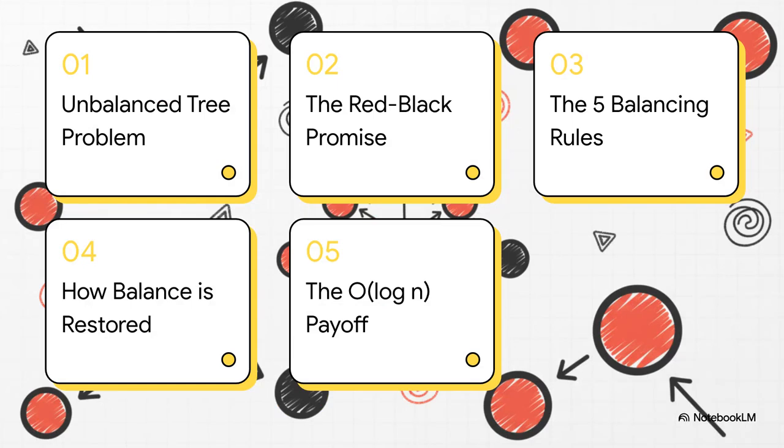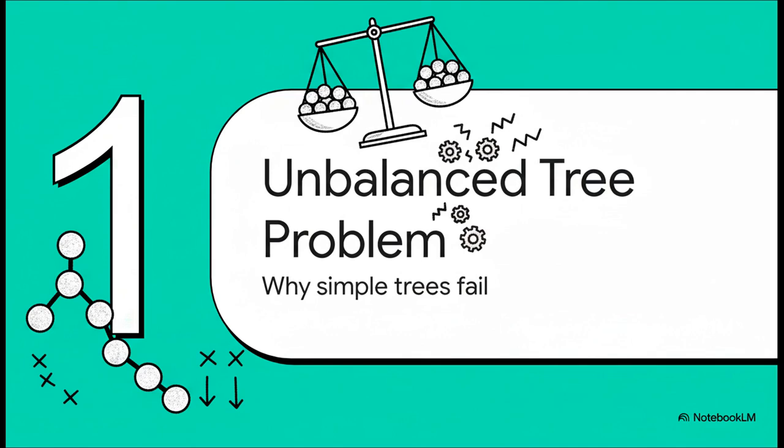All right, here's our game plan. We'll start with the problem itself, the unbalanced tree. Then, we'll look at the promise a red-black tree makes. After that, we'll dig into the 5 core rules that make it all work, see how it actually restores its own balance, and finally, celebrate that sweet, sweet O(log n) performance payoff. Okay, let's dive right into part 1, the unbalanced tree problem.